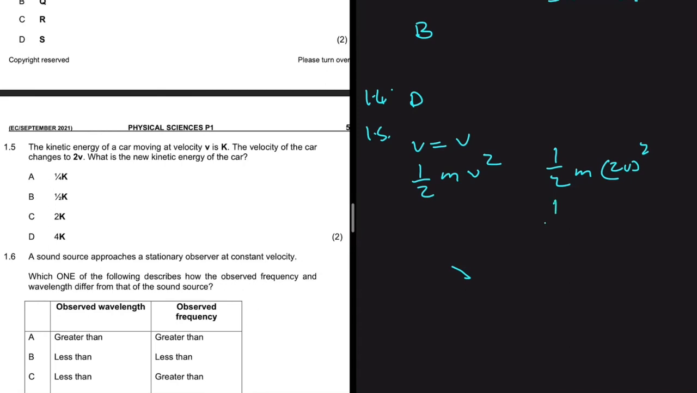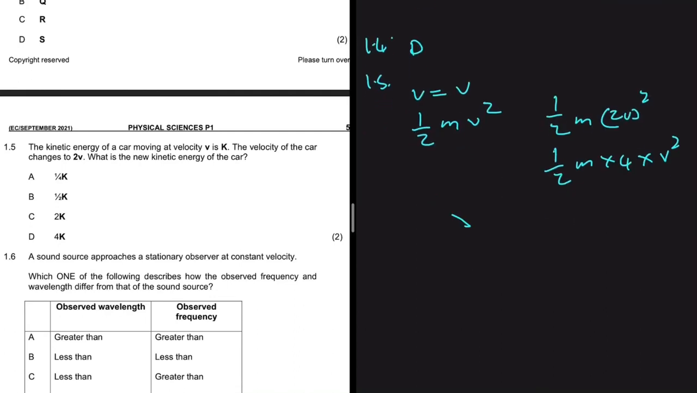So we're going to get a half the mass. What is 2V squared? 2 squared is 4, right? And then V squared is V squared. So now we have a half multiplied by 4. So we're going to get 2mv squared, right? So from a half mv squared to 2mv squared, right?